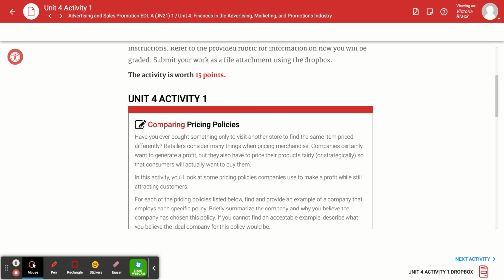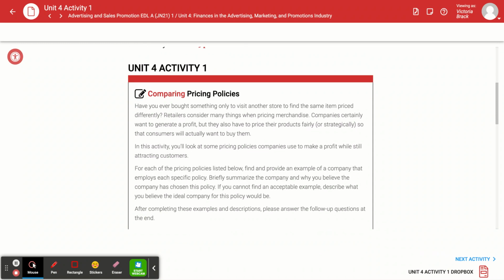In this activity, you are going to look at some pricing policies that companies use to make a profit while they are still attracting customers. It's this delicate balance companies have to take in order to make sure that their pricing is appropriate to get people to buy their products, but also make sure that they earn some money from it.